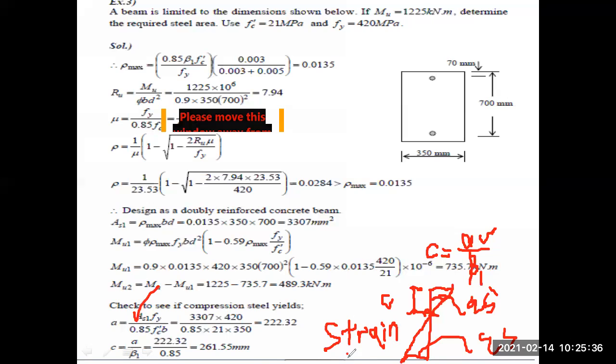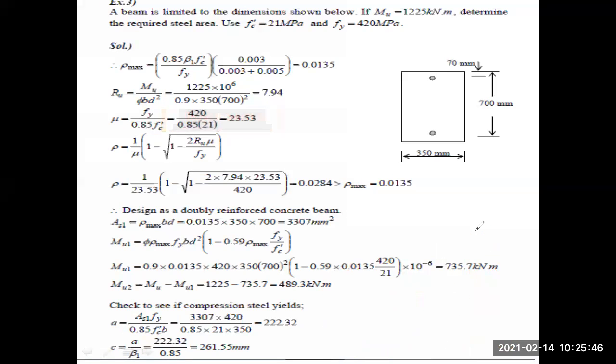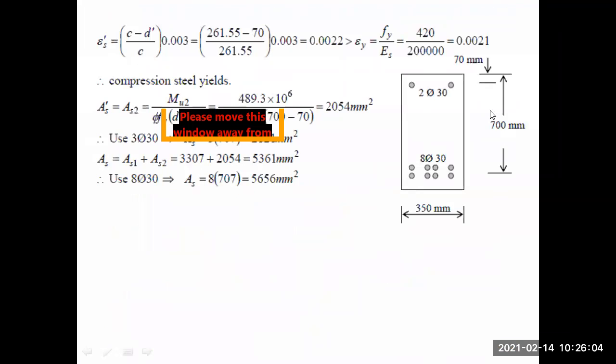So once we know A, we can make use of A to get C, then once you get C we can get the strain of the steel bar, then we know if it has yielded or not.